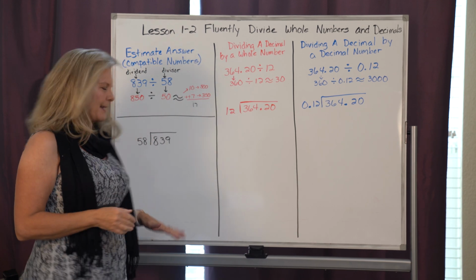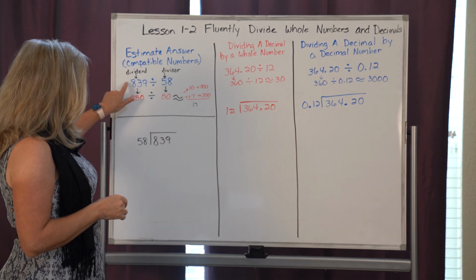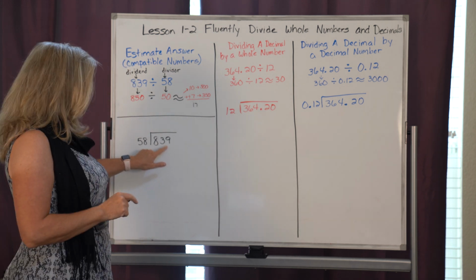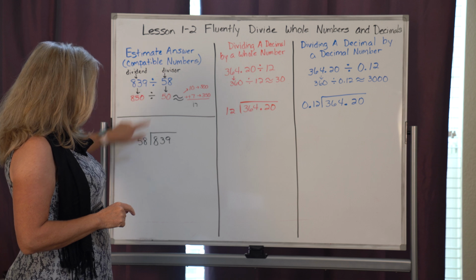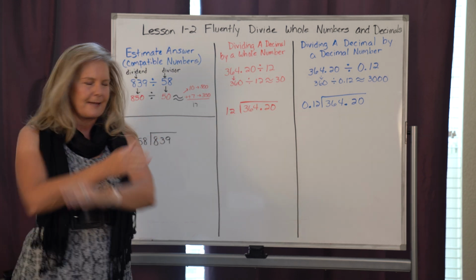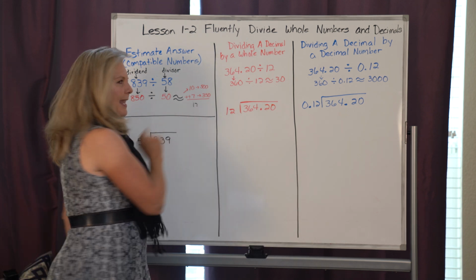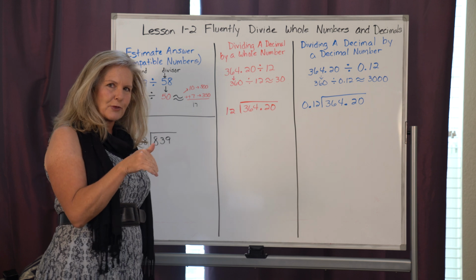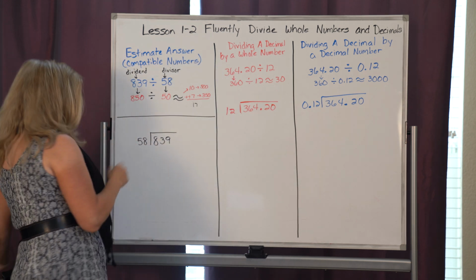So let's take it a step further. Let's say I take this dividend, which always goes on the inside of the division symbol, and I'm going to take my divisor, and it's going to go on the outside of my division. So always think of crossing it. Now, I think my answer is about 17. So let's see how close my actual answer is. So let's go ahead and start to divide.